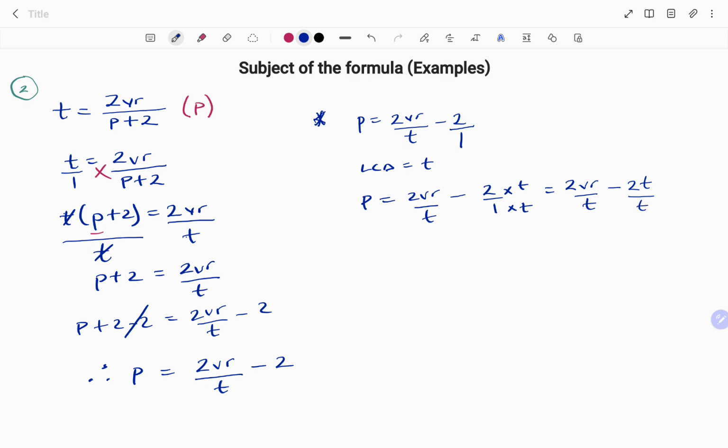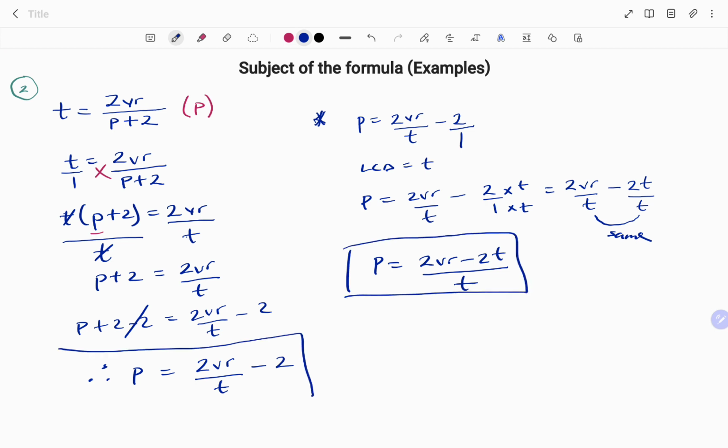And remember, if you're adding or subtracting fractions, once the denominators are the same, then you can put the numerators together, putting them under the same denominator. I'm going to have p equals 2vr minus 2t all over t. So I have this or this as my correct answers, making p the subject of the formula.